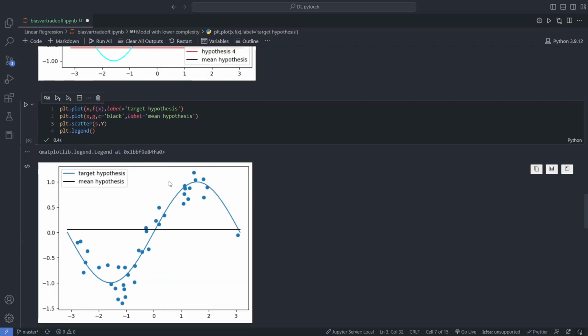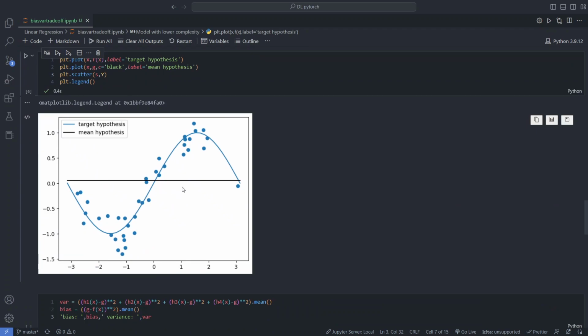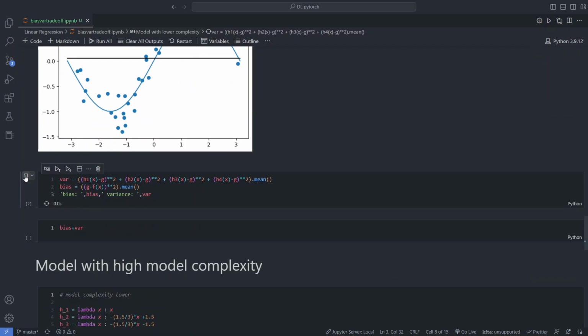Now we'll only plot the target function and the mean hypothesis. So this is what it is, and there's a distance between these two. The distance between these two is my bias. So we'll calculate the bias.